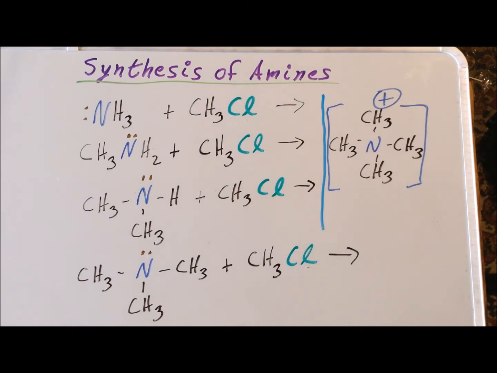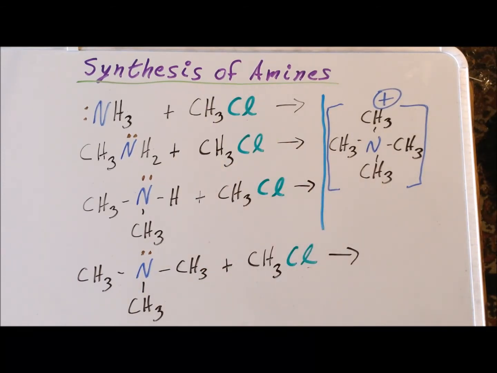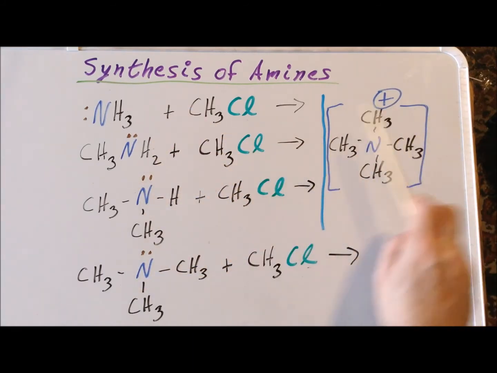If, on the other hand, we use a very small amount of ammonia to begin with and a very large excess of chloromethane, we are likely to generate particularly the trimethylamine and the quaternary ammonium compounds because of this process of so-called exhaustive methylation. So please see the following structures for the reactants and the transition states for the reactions of all these particular steps.